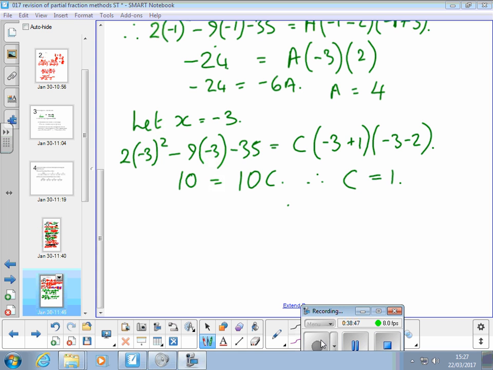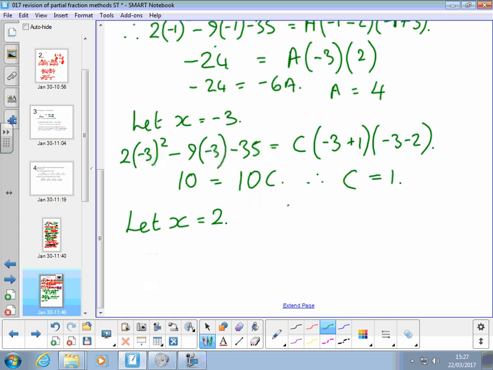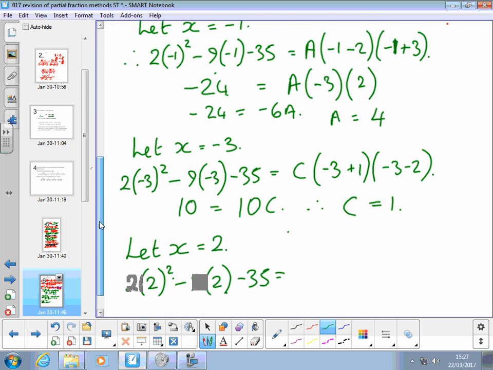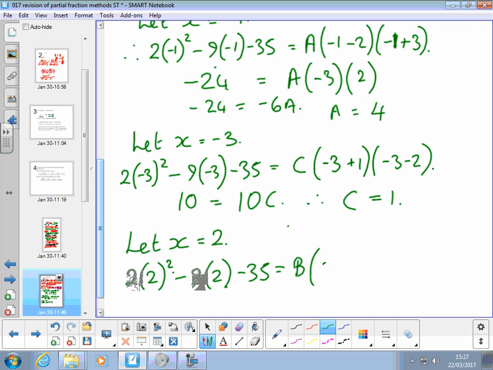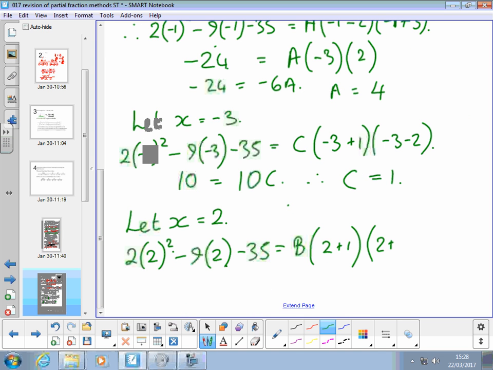Lastly, what do we need to do? Eliminate both the a and the c terms. That x equal 2, isn't it? So we've got 2 times 2 squared minus 9 times 2 minus 35 is equal to, and we're looking at the b term now, b brackets 2 plus 1 brackets 2 plus 3.